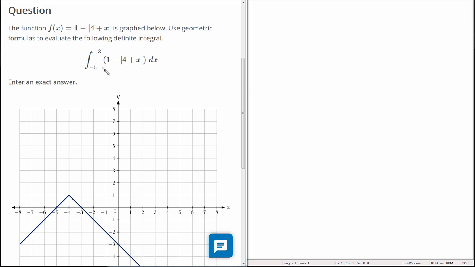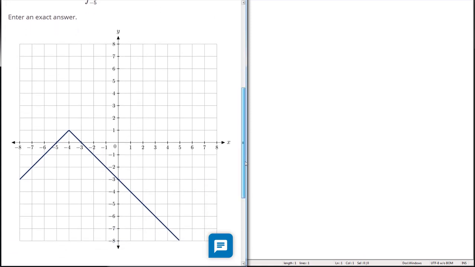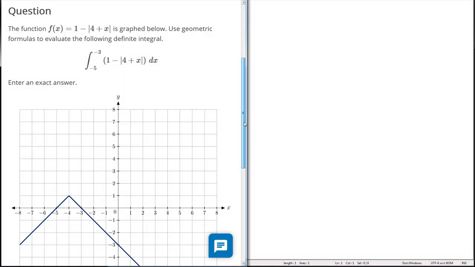So what we got here is a definite integral, a very scary looking definite integral. But they're really nice to you on this problem because they draw the graph for you. Wow, that is really nice. So, I might not be so nice on an exam or something. I might not give you this picture.